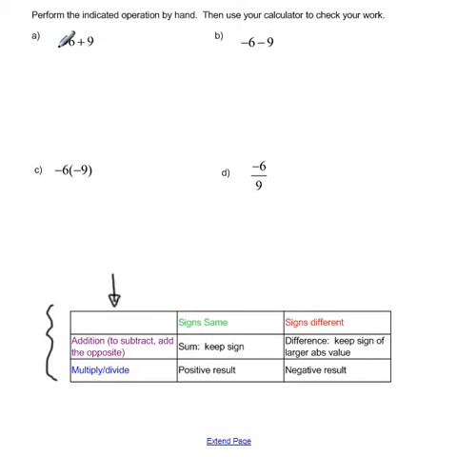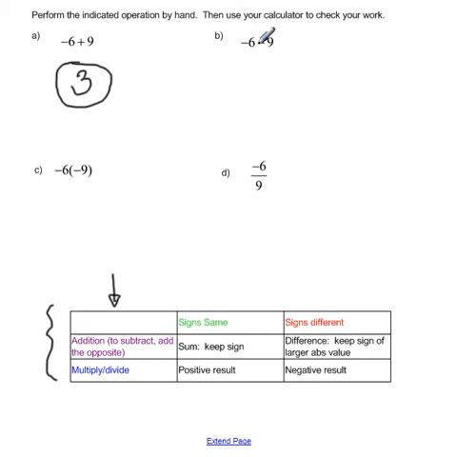So our first problem, -6 plus 9. We're doing addition, and notice that the numbers have different signs. So we take the difference. The difference of 9 and 6 is 3. And then to see which sign it should have, well, the 6 was negative, the 9 was positive. The 9 is the larger absolute value. Since that one was positive, our final answer is going to be positive 3.